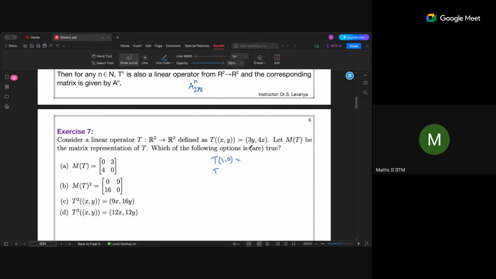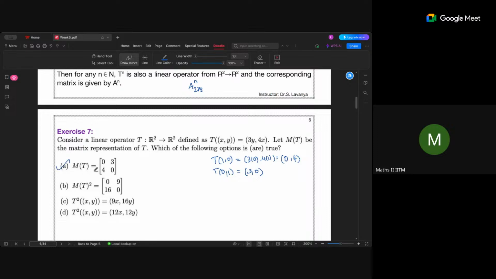Okay. So you put 0, 4. Yes, thank you. So it is 3 times 0 and 4 times 1. So it is 0 comma 4. Right? Good. What is T of 0 comma 1? 3, 0. Thank you. Okay. So 0, 4, 3, 0. So the first option is correct.